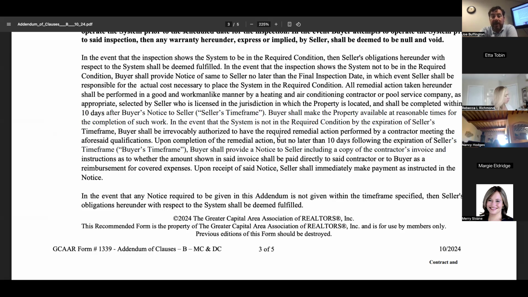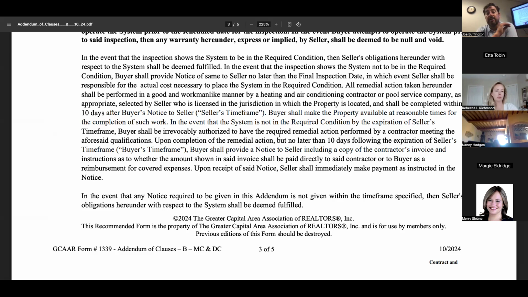So the seller will have the right to hire the contractor for the repairs. They have 10 days to get it done. If they don't get it done in the 10-day repair window, the buyer can make the repairs, and the buyer then has 10 days to get the repairs done. If the buyer doesn't get the repairs done in the 10-day period, this contingency dies.